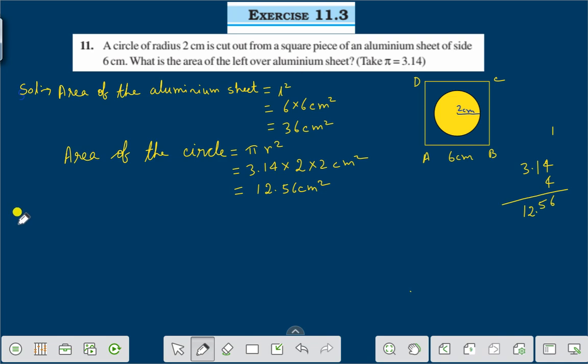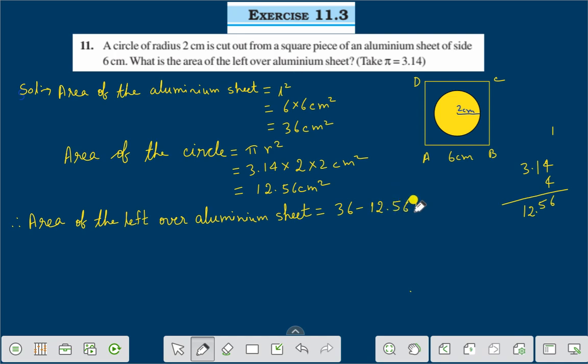Therefore, to find the area of the leftover aluminum sheet, you have to subtract the area of the circle from the area of the aluminum sheet. Therefore, the area of the leftover aluminum sheet is equal to the area of the aluminum sheet minus the area of the circle, that is 36 minus 12.56, in centimeter square.